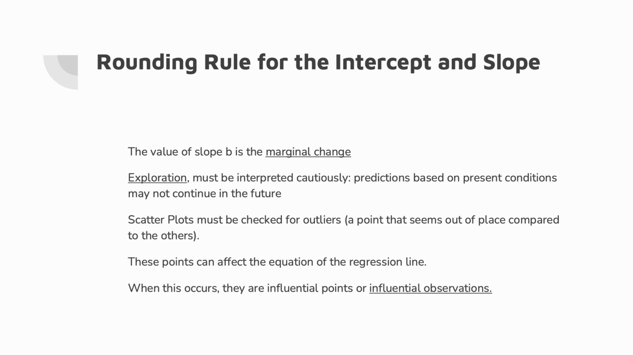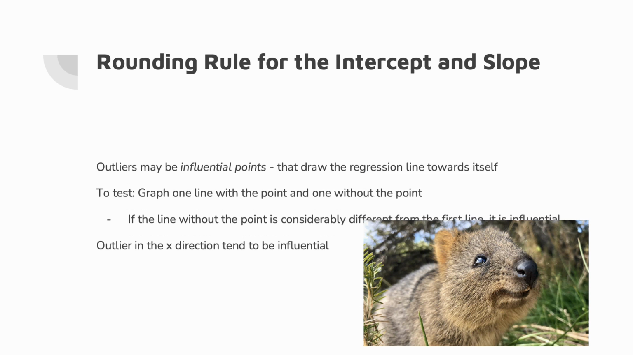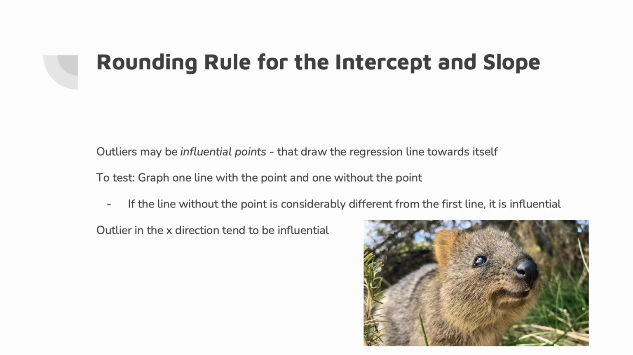Scatterplots must be checked for outliers, which are points that seem out of place compared to the others. These points can affect the equation of the regression line. When this occurs, they are influential points or influential observations. Outliers may be influential points that draw the regression line toward themselves. To test this, graph one line with the point and one without the point. If the line without the point is considerably different from the first line, it is influential. Outliers in the x direction tend to be influential.